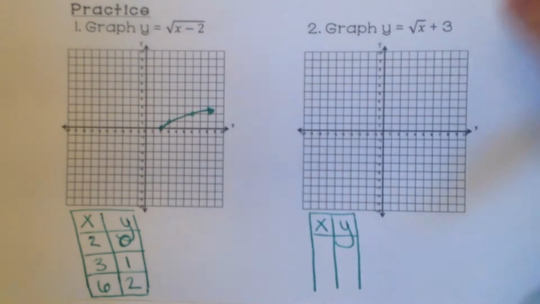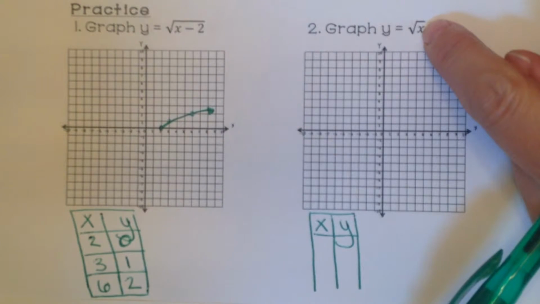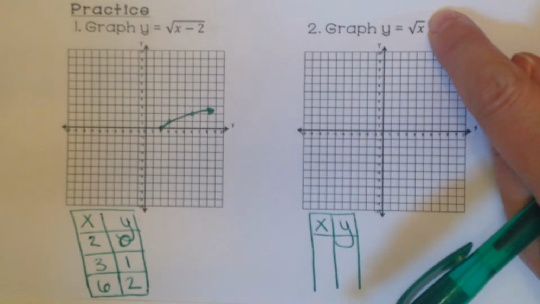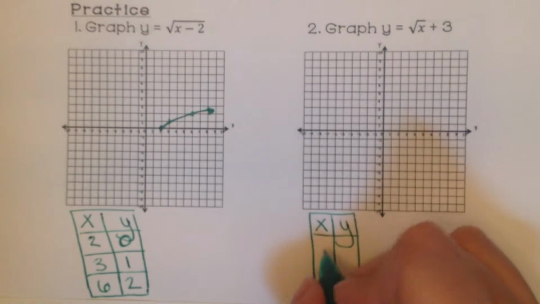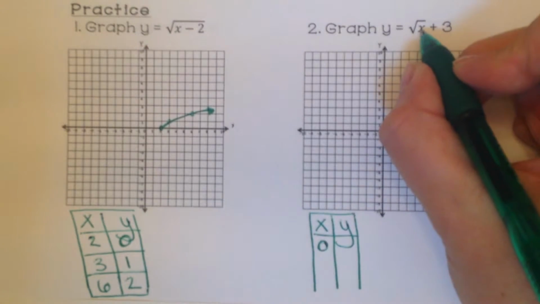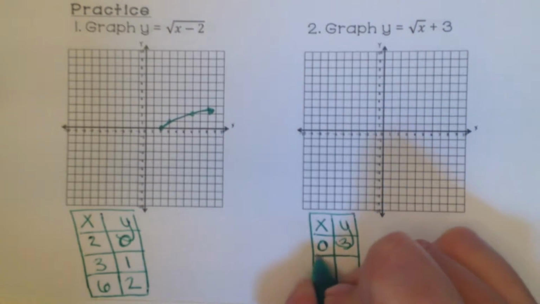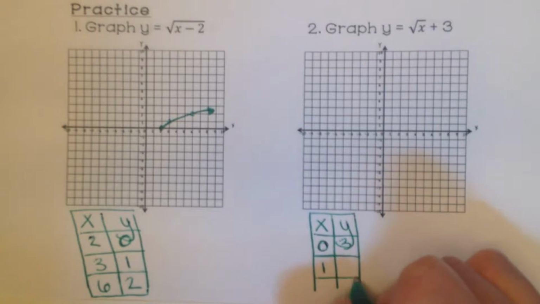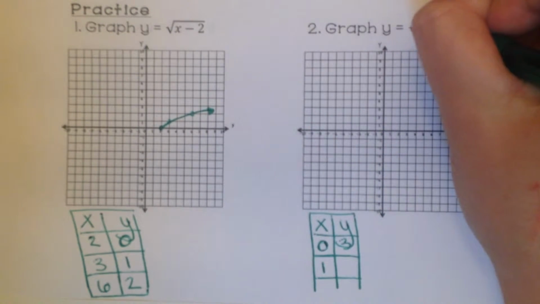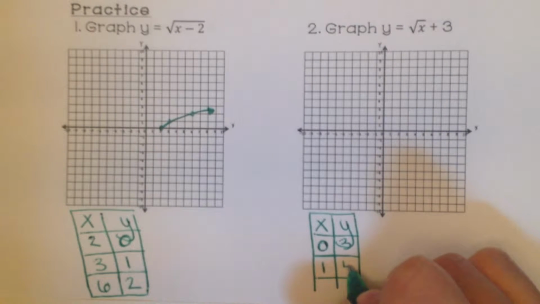Well, what would I plug in to make it be 0 underneath? Well, since it's just x, it'd be 0. Square root of 0 is 0. 0 plus 3 is 3. Now I want it to be 1 underneath, so I'm just going to plug in 1. Square root of 1 is 1. 1 plus 3 is 4.